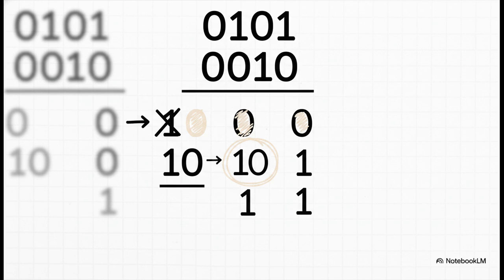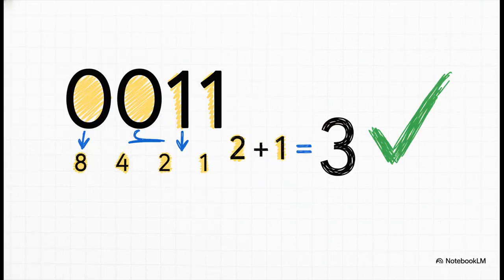All right, here we go. From the right, first column, 1 minus 0 is 1. No problem. Now the second column, and there it is, 0 minus 1. We can't do that. So we look to the column on the left and we borrow from it. That 1 becomes a 0, and our 0 basically becomes a 2. So 2 minus 1 is 1. Now we move on. The third column is now 0 minus 0, which is 0. And the last one, 0 minus 0, is 0. So our final answer is 0011. And if we convert that back to our decimal system, well, we've got 1 two and 1 one. That equals 3. And what do you know? 5 minus 2 is 3. The logic is rock solid.